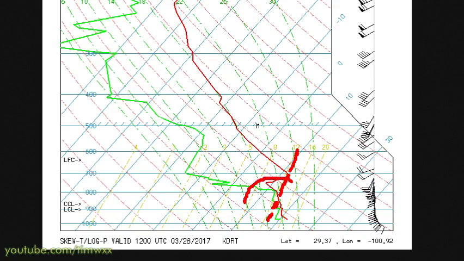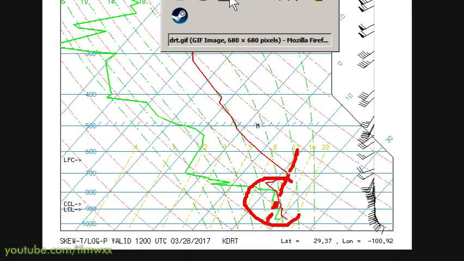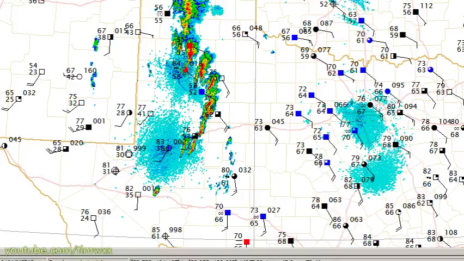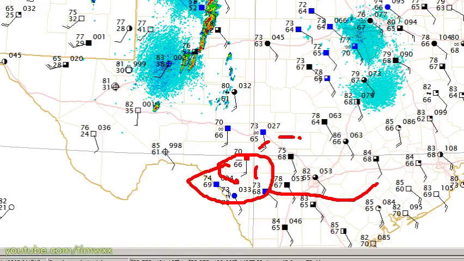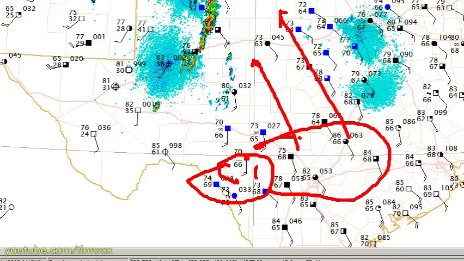And that's what could be advecting up into our targets later on tonight. So here's Del Rio with that higher moisture. It's representative of what we might have out in this region, and that's going to advect up towards these storms as the afternoon goes on.